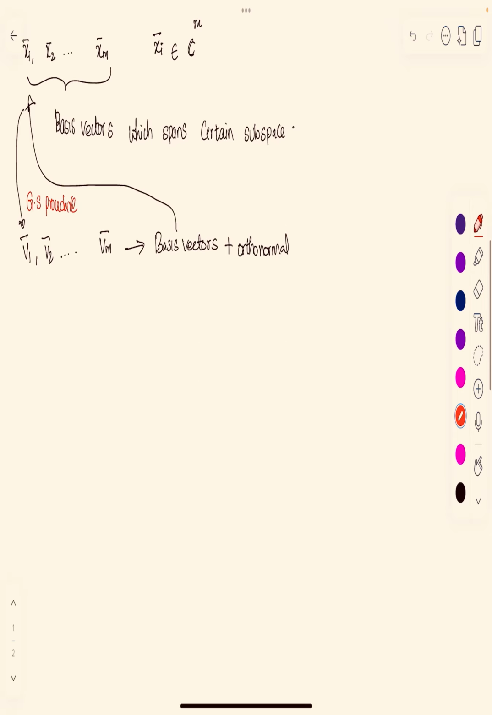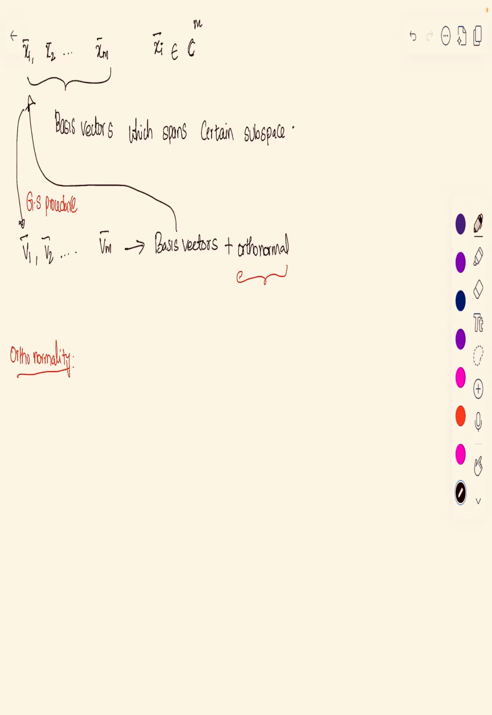We have a set of basis vectors which are not necessarily orthogonal, not necessarily orthonormal. They span a certain space, and we would like to find another set of vectors which are again basis vectors, which span the same subspace, and they are also orthonormal. Okay, so let's dive into this. What is orthonormality? Let's discuss orthonormality.